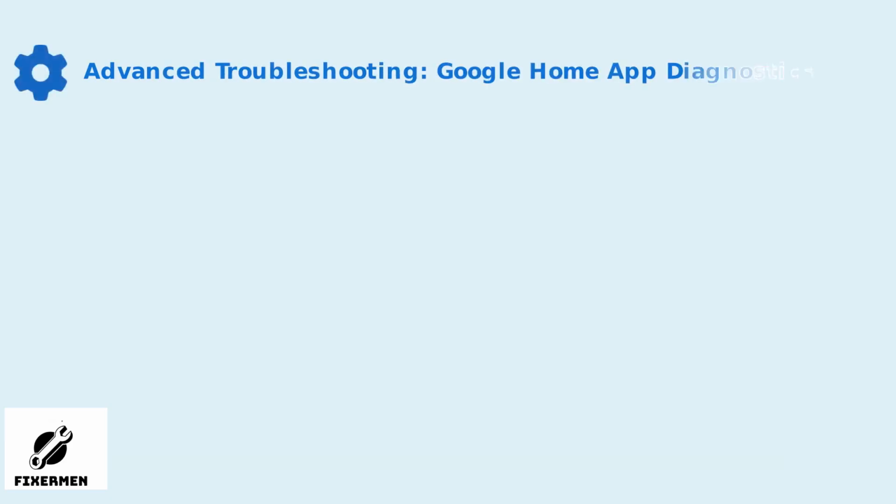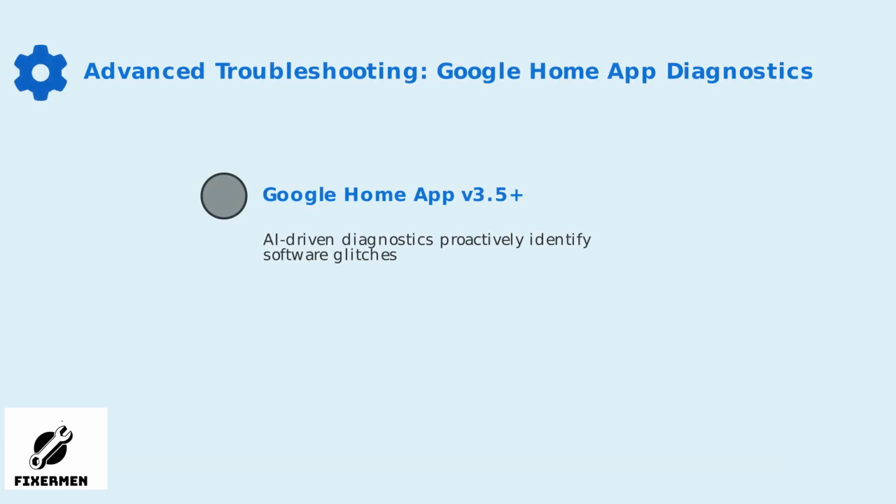Advanced troubleshooting begins with the Google Home app's AI-driven diagnostics. Available in version 3.5 and later, this tool proactively identifies and fixes software glitches that can cause speaker problems. To use the diagnostic tool, open the Google Home app on your device. Navigate to the Settings menu and select the diagnostic option. The AI system will scan your Nest Cam for potential issues.